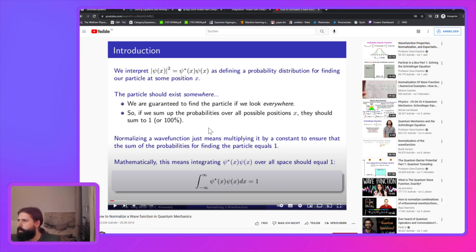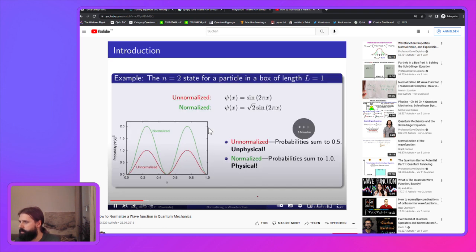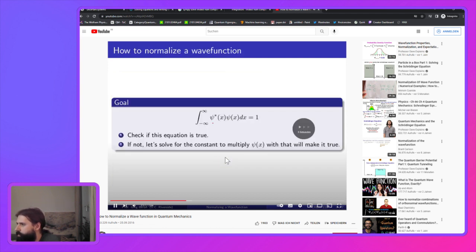The modulus square of the wave function is the density. I have a particle in a box. This is the n equals 2 state for the particle in the box, and for simplicity I've chosen the box length of L equals 1, which makes the L from our wave functions disappear. An unnormalized version of the wave function might be psi of x equal to sine 2 pi x. What's normalized? Multiply this function by its complex conjugate and integrate over all space.